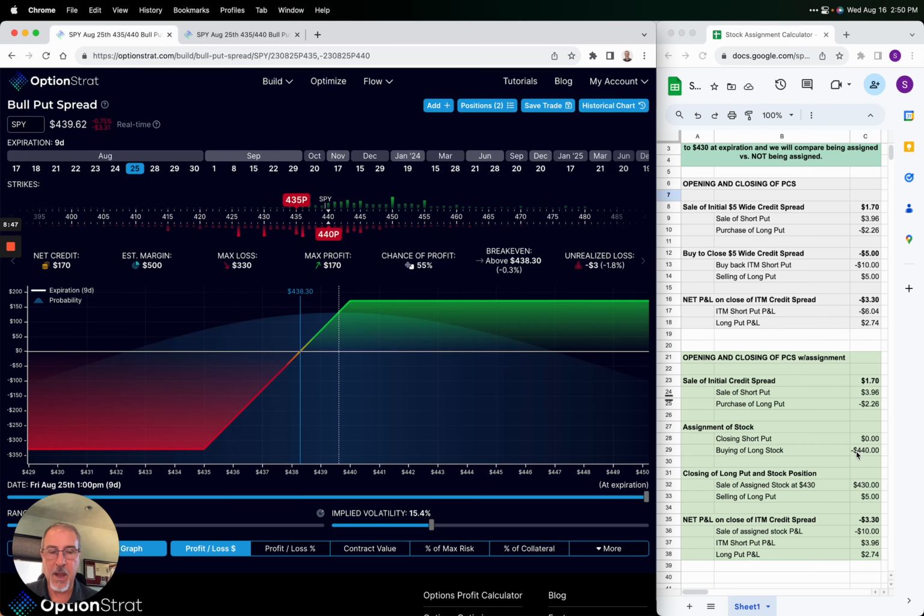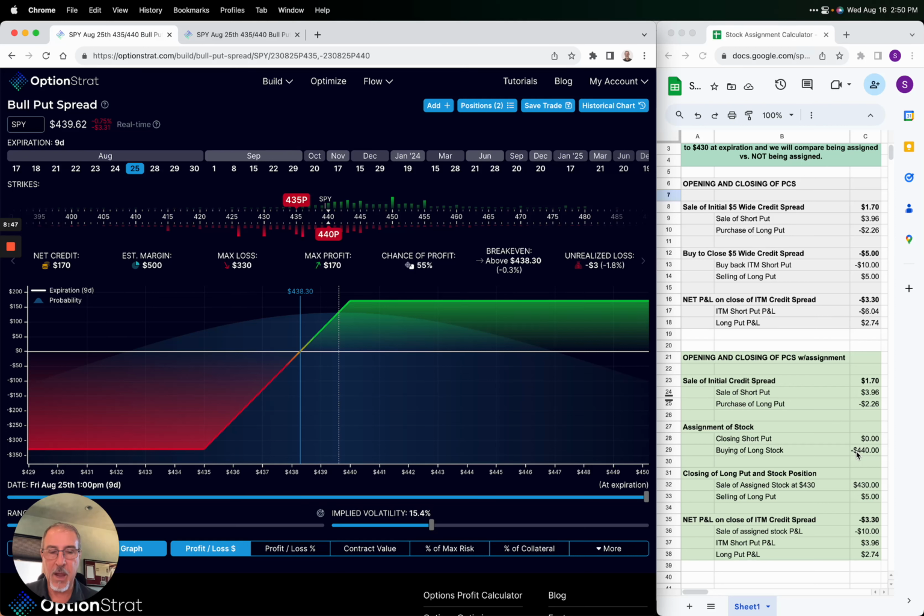All right, so now to illustrate this process to you in OptionStrat, again, I've got this exact same spread on. I sold the 440, bought the 435. You can see my maximum risk here is 330. My maximum profit is 170. So let's just say now that I get assigned.